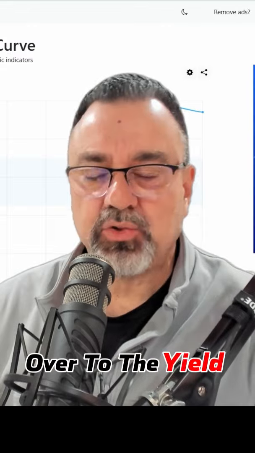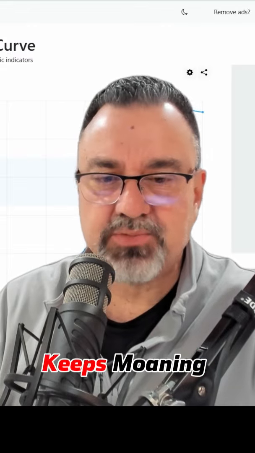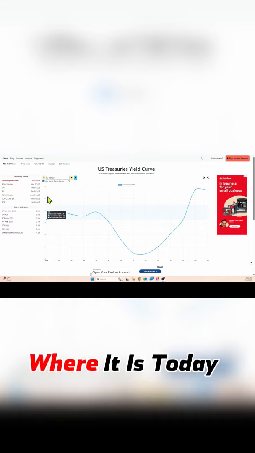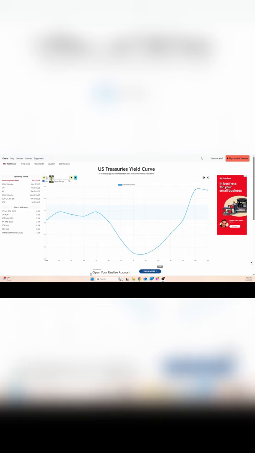So now let's get over to the yield curve. Here's the yield curve that everybody just keeps moaning and grumping about. Let me explain it to you. Here's where the yield curve is right now, where it is today, 5.152. Here's where, let's just go back to 2020.